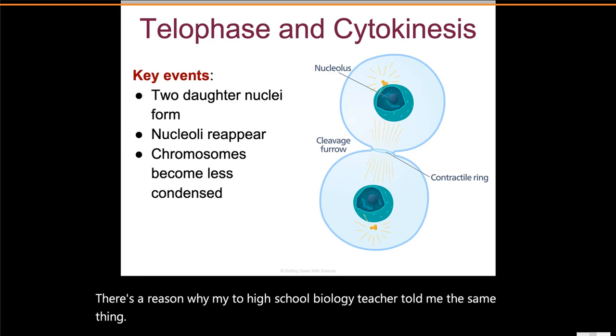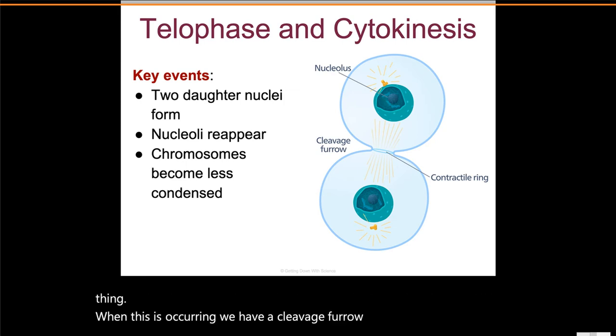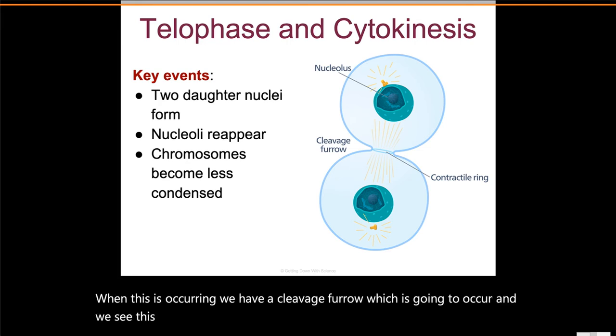When this is occurring, we have a cleavage furrow which is going to occur, and we see this contractile ring which is trying to separate and pull apart the two cells.